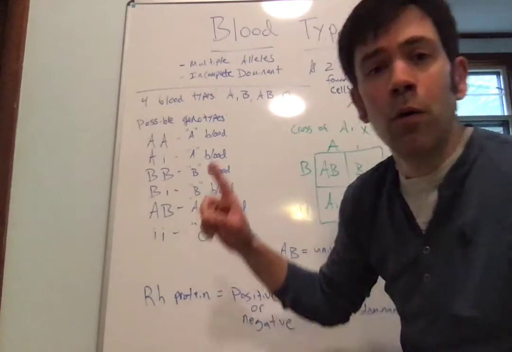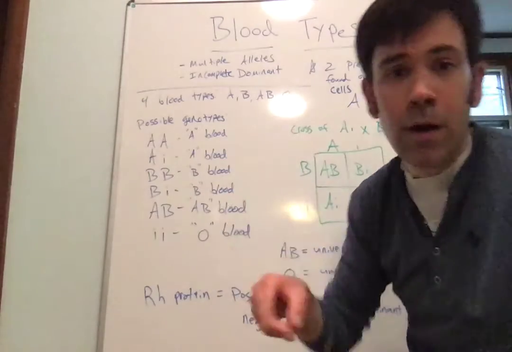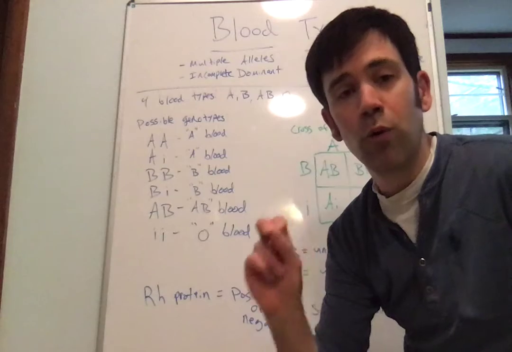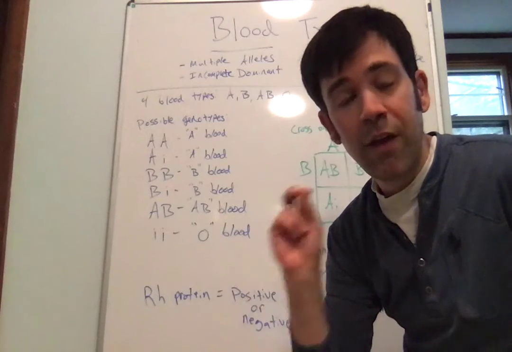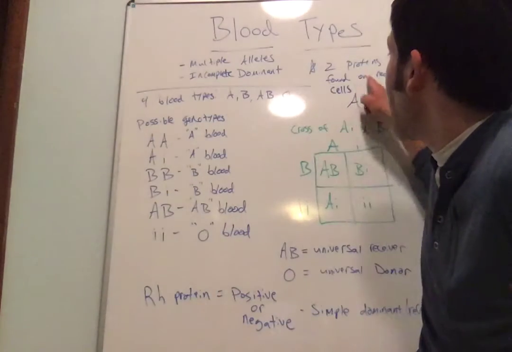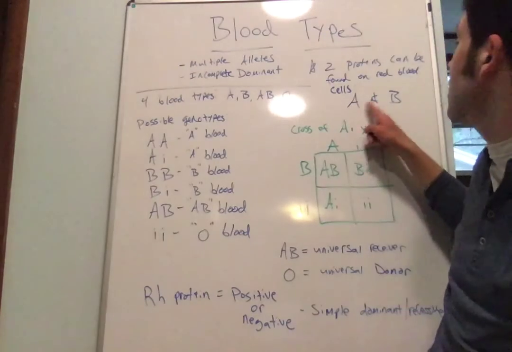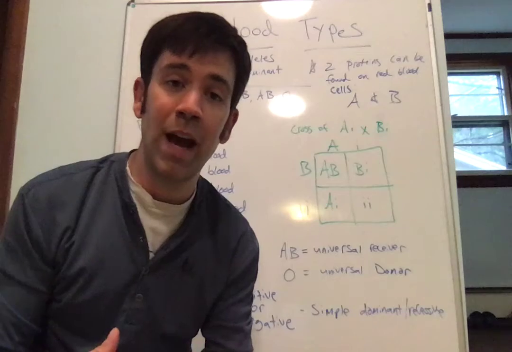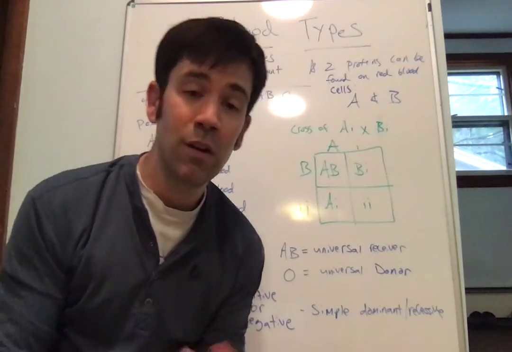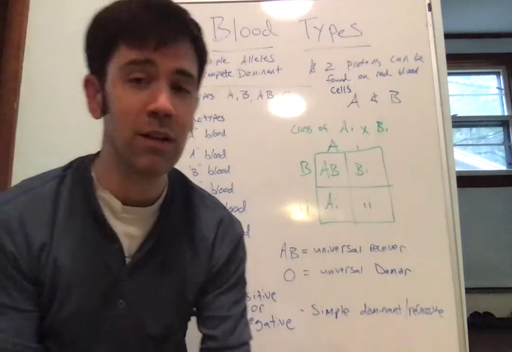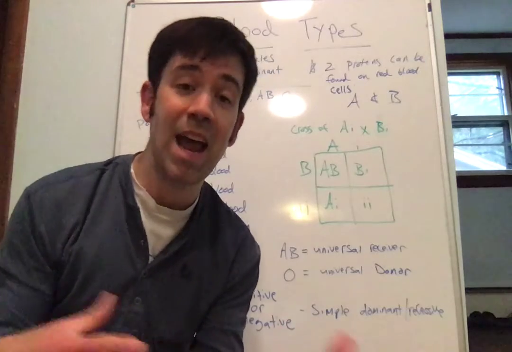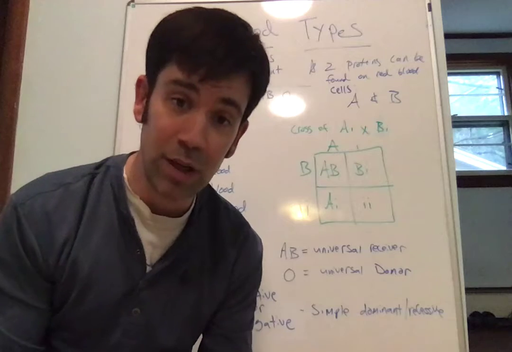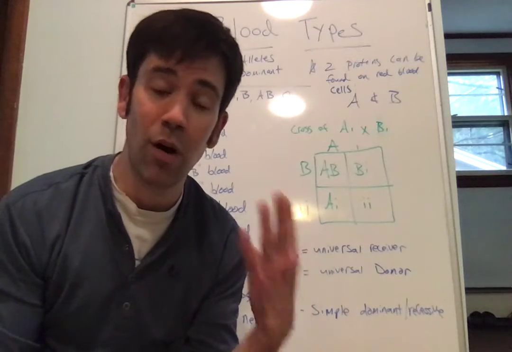All right? Blood types are determined by the presence of specific proteins on your red blood cells. And there are 2 proteins. There's an A protein and there's a B protein. All right? So basically, you can have just A proteins. You can have just B proteins, you can have both A and B proteins, or you can have no proteins. And those are how the 4 blood types are determined.